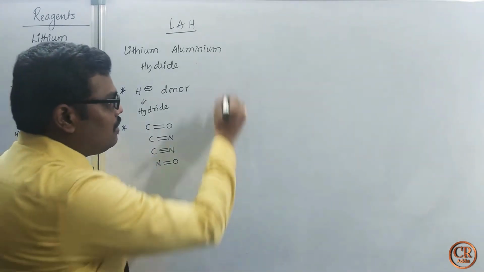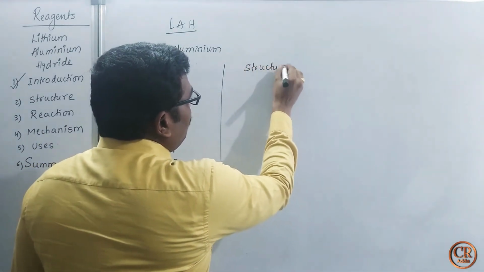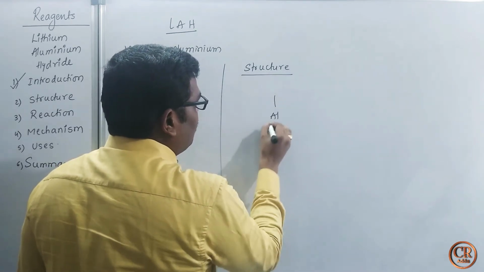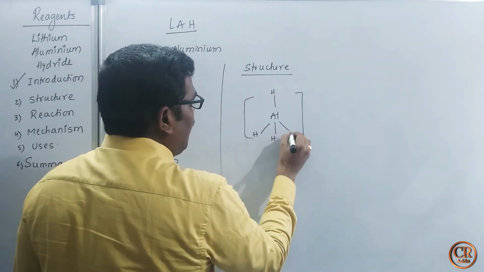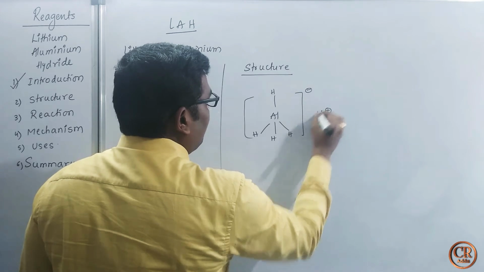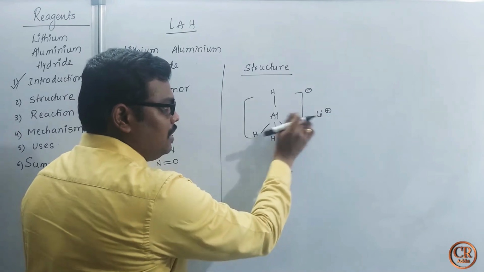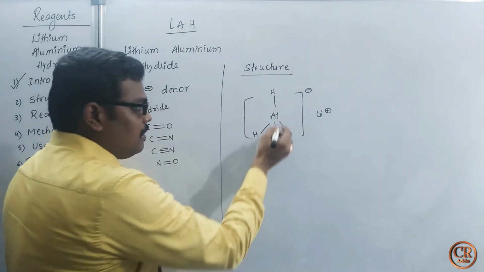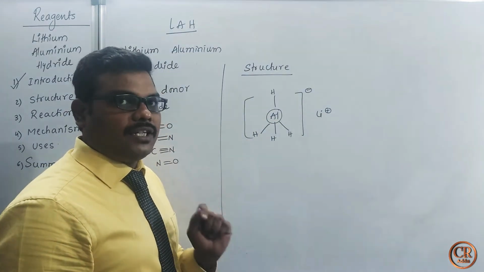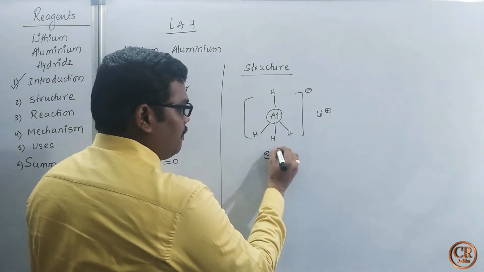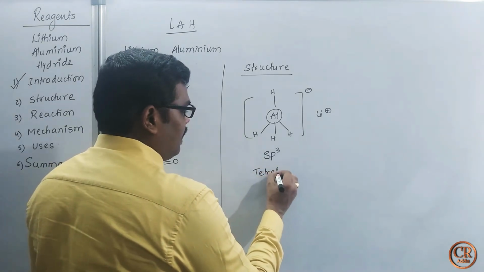Next, the structure of lithium aluminum hydride. Here the central atom is aluminum. This is aluminum hydride anion. Lithium is cation. While we are saying the name, first we have to say the cation, so lithium aluminum hydride. Around the aluminum only 4 sigma bonds are there. That's why the hybridization of aluminum is sp3. There is no lone pair. That's why the shape is tetrahedral.